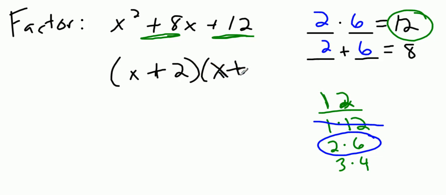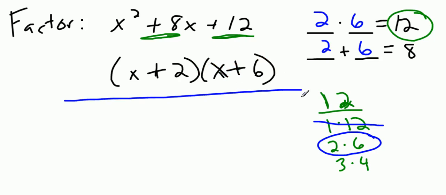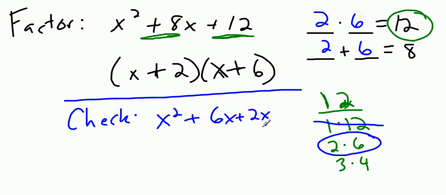plus 6. Okay? Now, you don't have to check your answer if you did it right, but this is an old skill that you can every once in a while check just to kind of see it happen. X times x is x squared. 6 times x is 6x. 2 times x is 2x. 6 times 2 is 12.